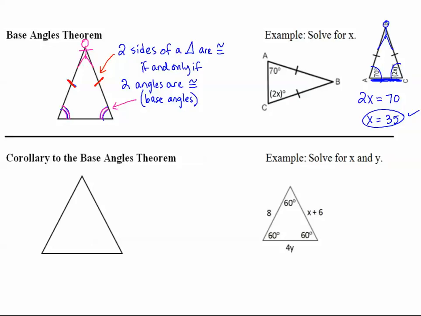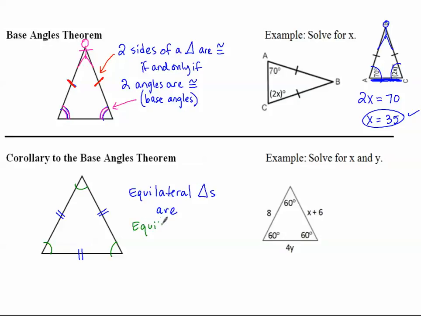The corollary says that if I have an equilateral triangle, all three sides congruent, and I'm going to use a different congruent mark than I used up here, so these three sides are congruent, that means that the angles all must be congruent as well. So this angle, this angle, this angle are congruent. So what does it mean when I have three congruent sides? That's an equilateral triangle. Now if all three angles are congruent, that's called equiangular.